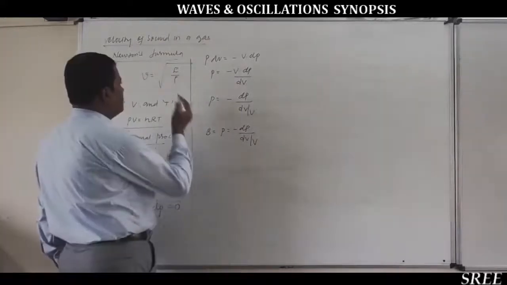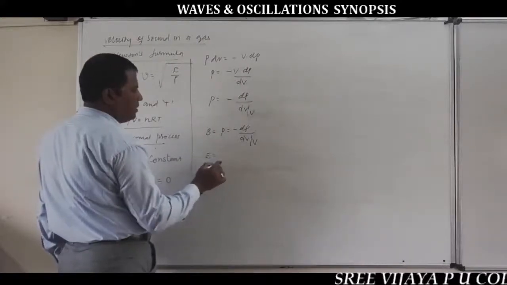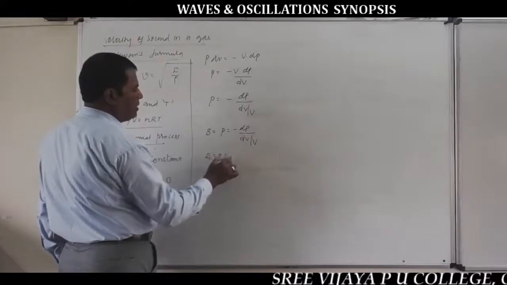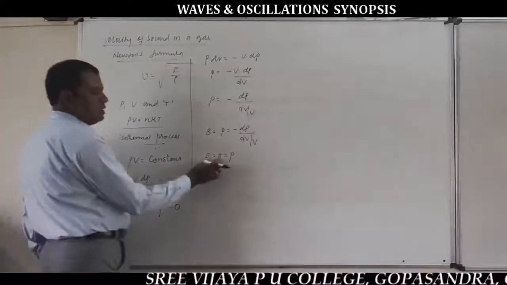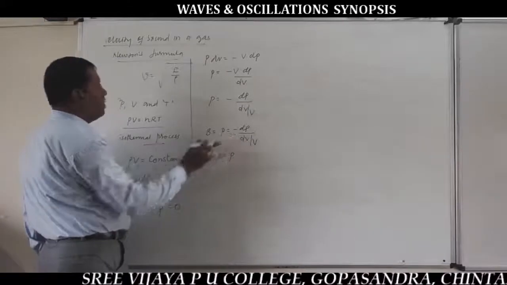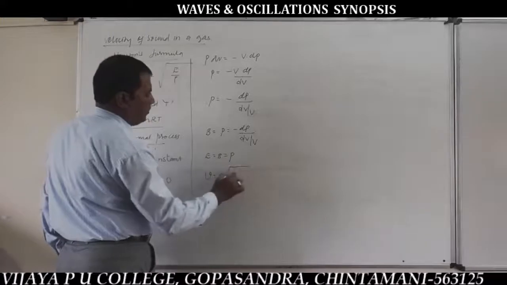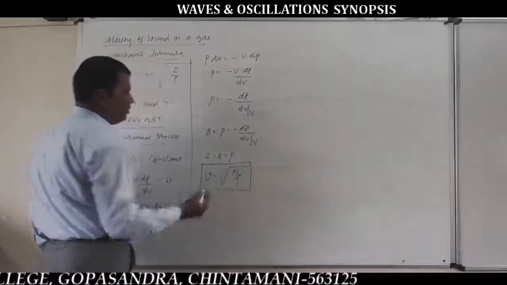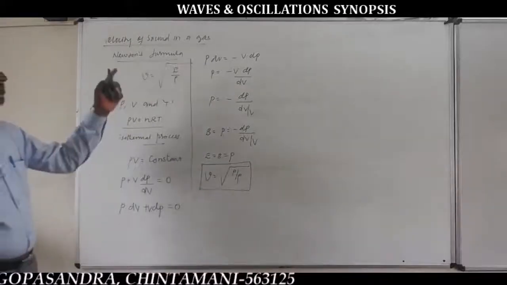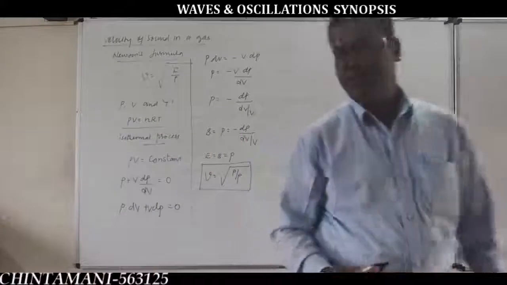Now if you substitute this condition in Newton's formula, that is if E is equal to B and that is equal to P, where E is the modulus of elasticity, here it is nothing but the bulk modulus, now replaced by P. So here V is equal to square root of P by rho. This formula is called the Newton's formula for speed of sound in gas.